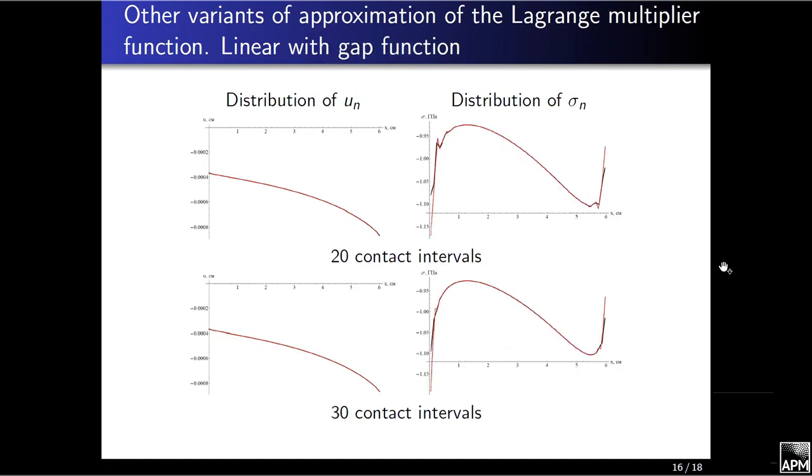But if we use the linear with gap function, the third variant of approximation, we can achieve a very good result even on 30 contact intervals. We also have a pretty good result in the corners of the system where the stress concentrators occur.